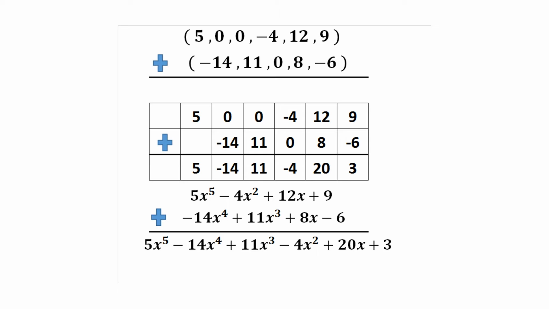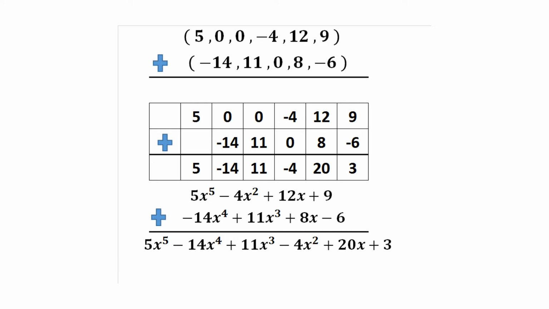Well, we have two tuple polynomials that we want to add. It would be simpler to put them in a box array, and that's what we see below. So when we just put the integers in the boxes, we've got 9, and negative 6 is 3, 12 and 8 is 20, negative 4 and 0 is negative 4, 0 and 11 is 11, 0 and negative 14 is negative 14, and the 5 we bring all the way down. We've added the two polynomials.